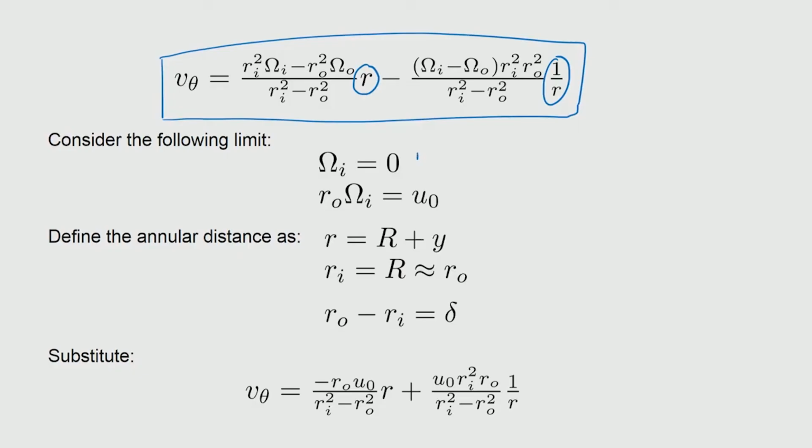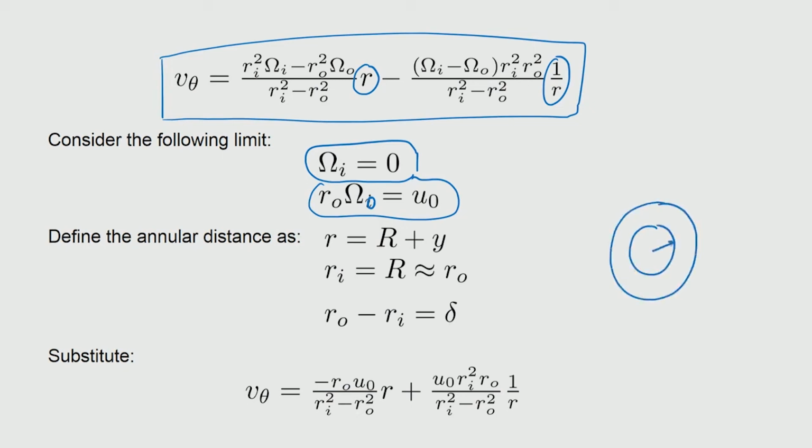First of all, we want to consider that only one of the walls is actually moving, just to make it simpler. So, omega I is taken as 0, and for the outer wall we want to determine the linear velocity and give it a symbol, u naught. So, Ro omega O is u naught. Now the annular distance is being defined in the same way like we have done earlier.